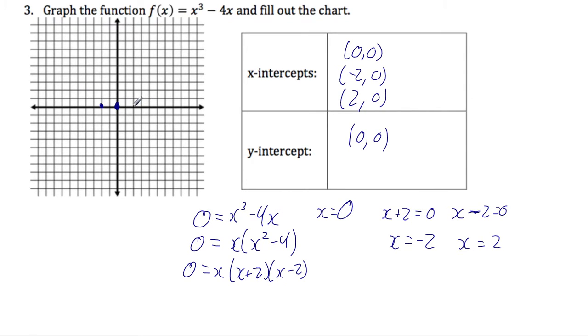And I get this. Just as the previous one we did, there are no double roots. The degree is odd, and the leading coefficient's positive. So we're going to go to positive infinity to the right, negative infinity to the left. And these are just going to go bounce up, bounce down. And that's it.